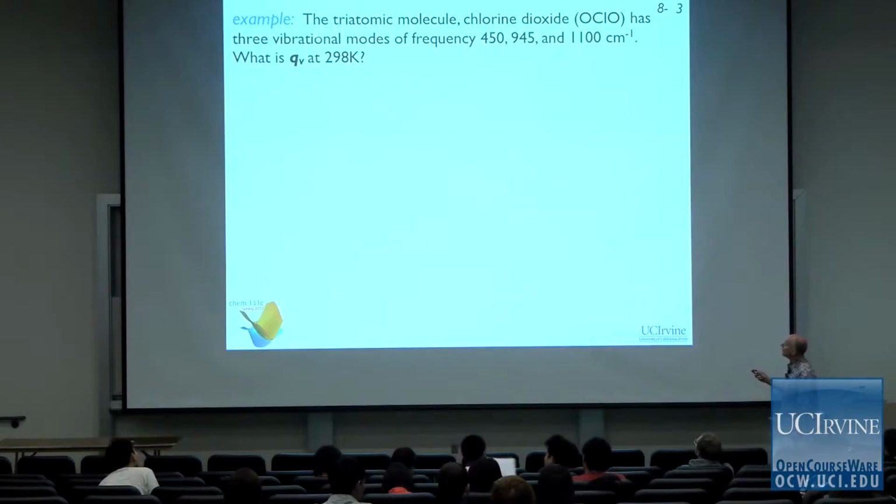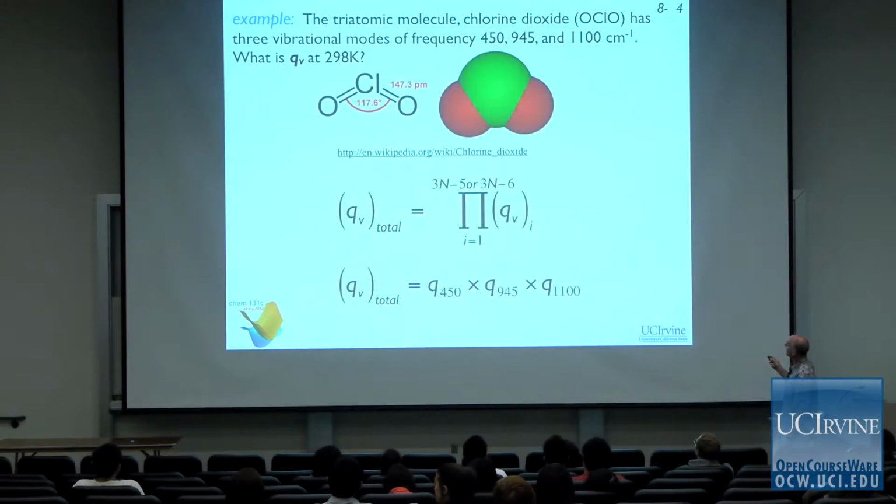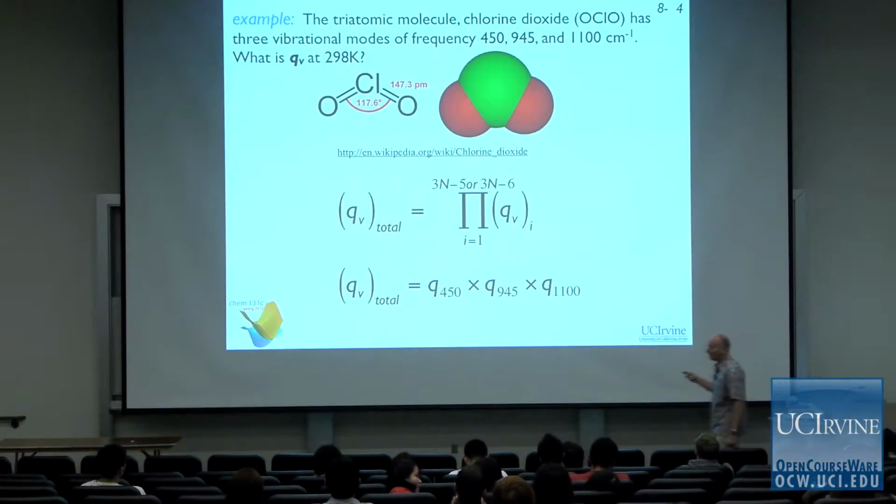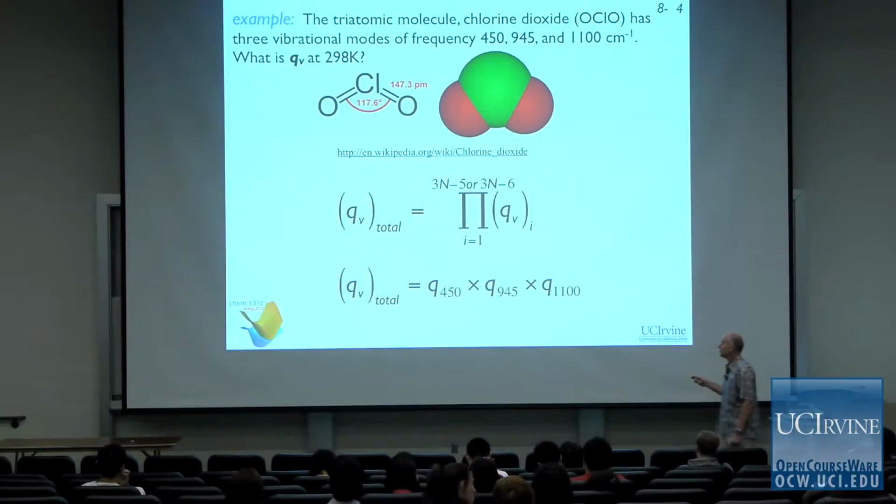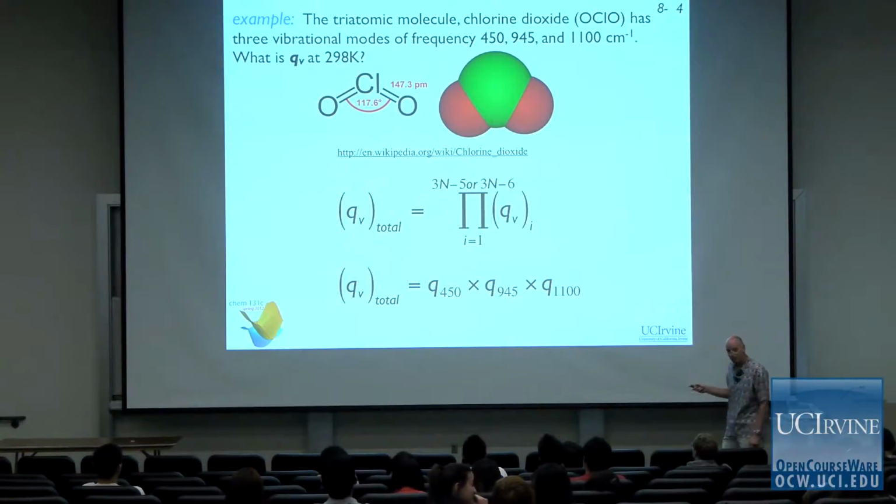Okay, so on Monday, last Monday, we were talking about this. This is one of the examples we looked at. We were calculating the partition function for OCLO. That's this molecule right here. And we just said all we have to do to calculate the overall vibrational partition function is calculate the partition function for each one of these modes separately and multiply them together.